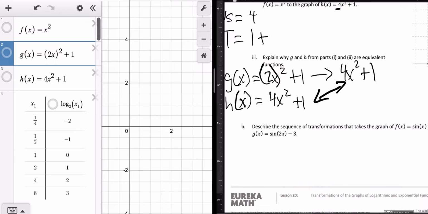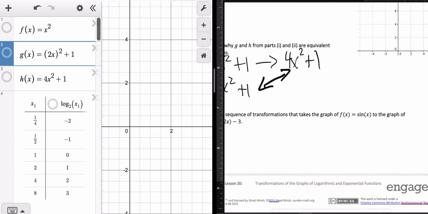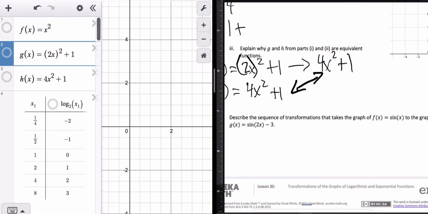All right. B says describe the sequence of transformations that takes f of x equals sine of x to g of x equals sine of 2x minus 3. Well, if we look at that, hopefully you can tell me right off the bat that there's going to be a horizontal scaling because there's something being done to your x, and then there's also a translation.